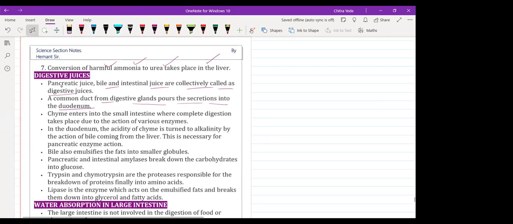Next, the chyme. Chyme is the food which is being digested in the stomach and which enters the small intestine. And the food that we chew, masticate in the mouth and transfer to the esophagus is called bolus. In the duodenum, the acidity of the chyme is turned to alkalinity by the action of bile coming from the liver. This is necessary for the pancreatic enzyme action. That's why pancreatic juice makes the food alkaline in the small intestine and helps in digestion of other substances in basic media.